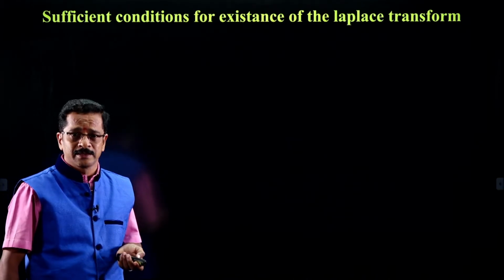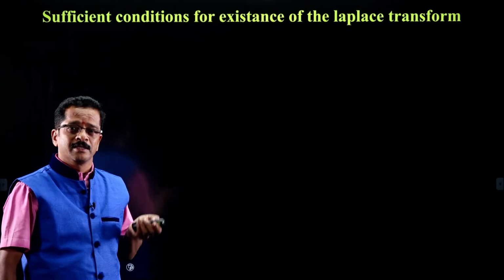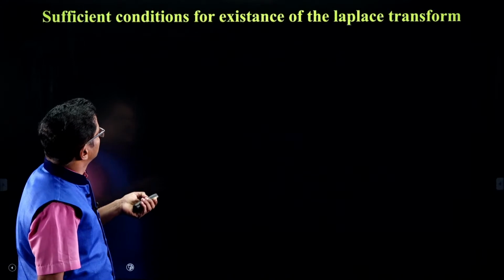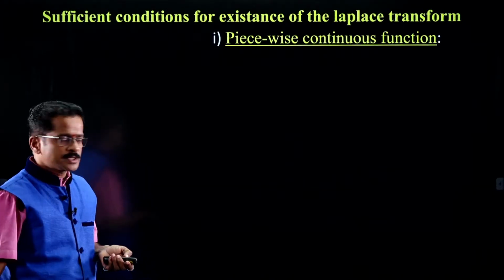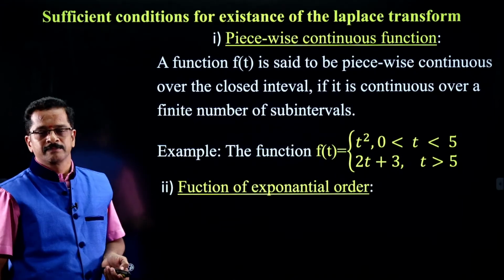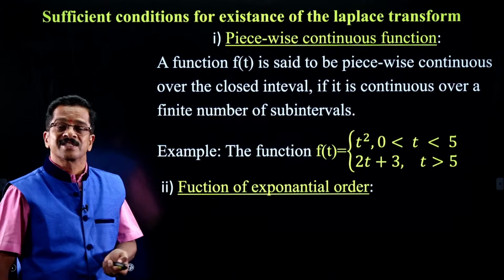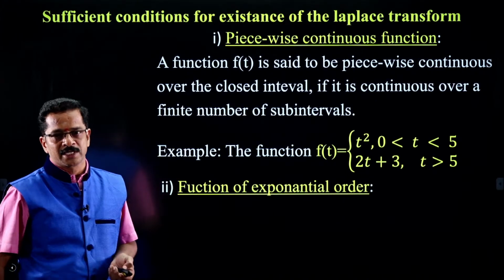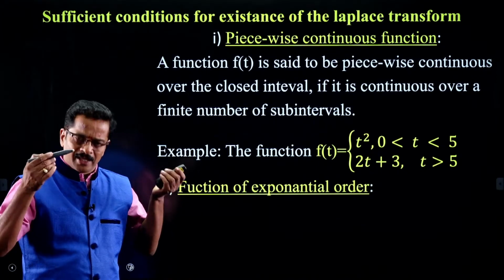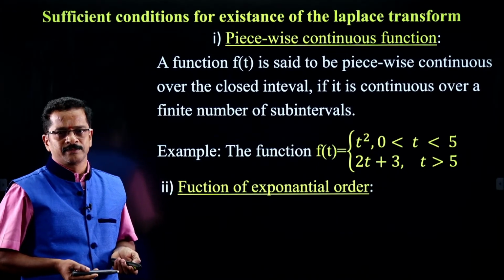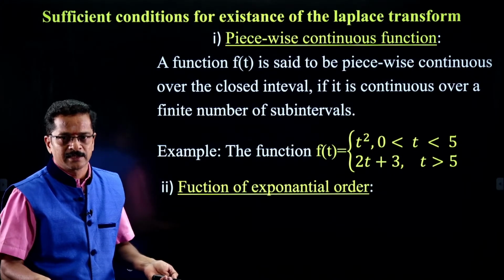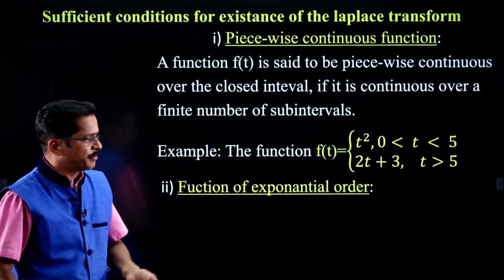So you have to check whether the Laplace transform exists for the functions or not, right? Those are piecewise continuous functions, and the second one is exponential order. These two conditions are sufficient for the existence of the Laplace transform. Existence of the Laplace transform is nothing but the integral value exists, then the Laplace transform exists. Laplace transform itself is an integral transform, right?